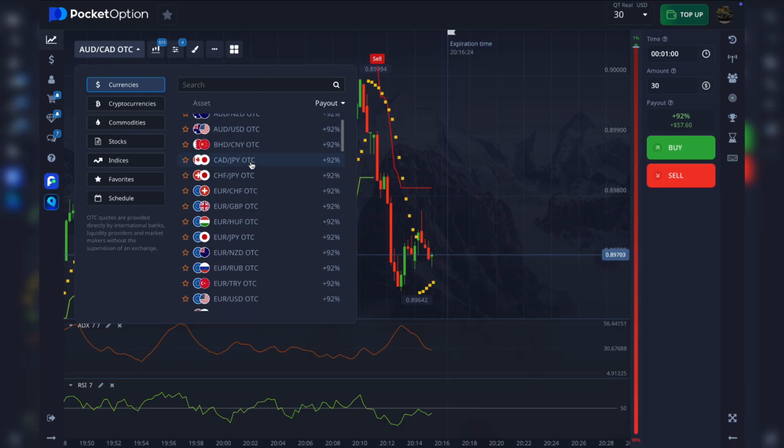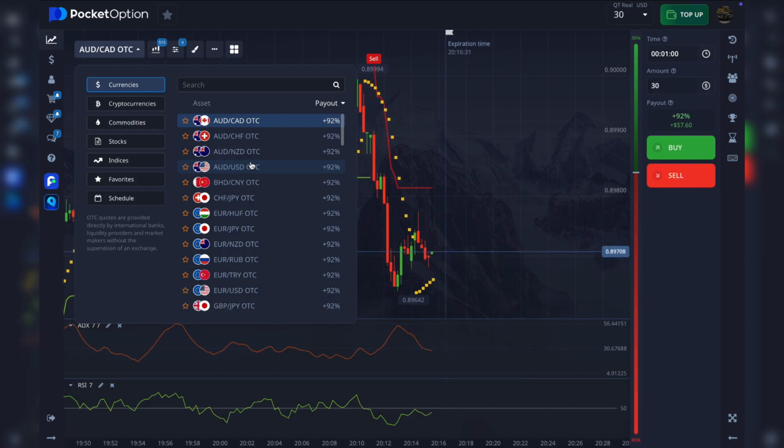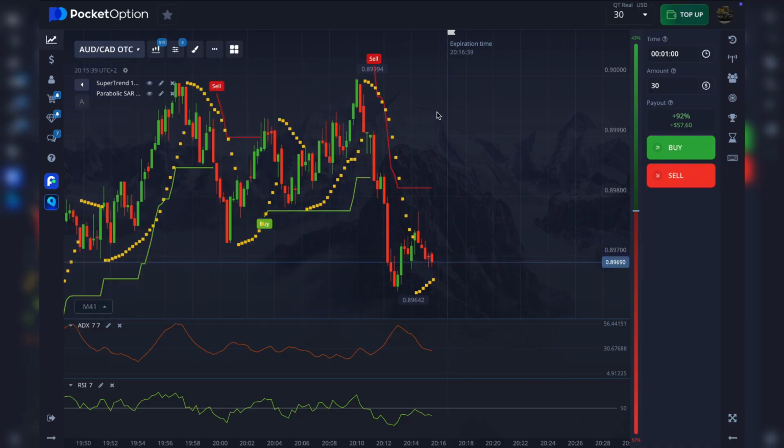So you can use any asset that you want as usual. Just try to use assets with the highest payout. I always try to use assets with 92% payout just to get more money. And after that, we're ready to start our trading session.